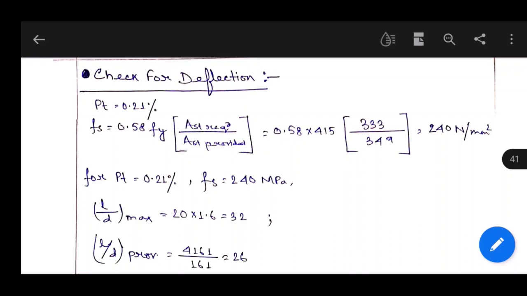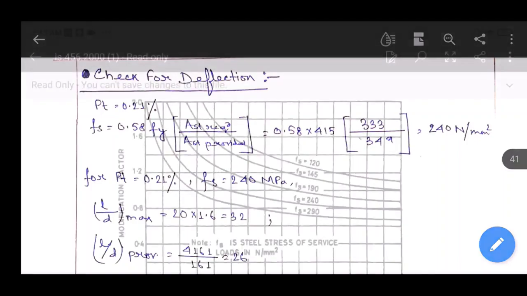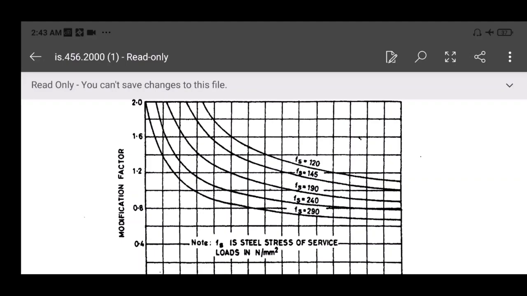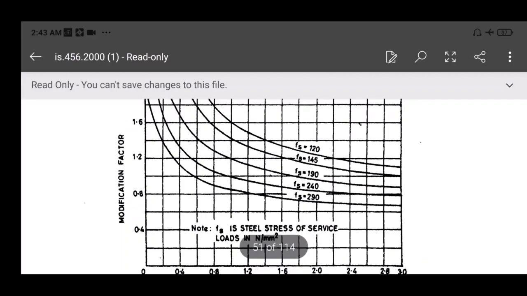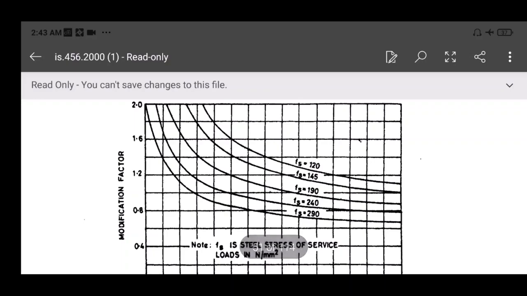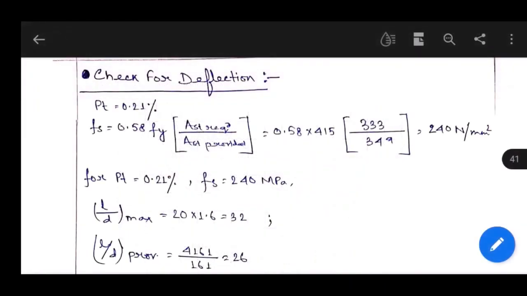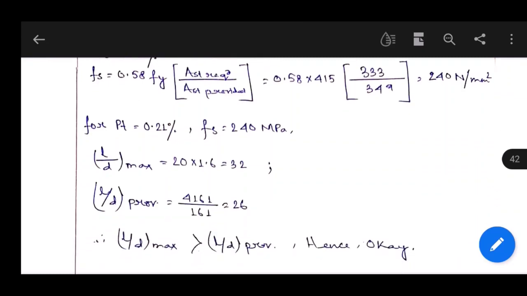So let's check figure 4 of IS 456-2000. So this is figure 4 of IS 456-2000. Fs is 240 and percentage of steel is 0.21. So from these two we may find out the approximate value of modification factor. So modification factor is almost 1.6. For simply supported beam, L by D max is equals to 20 into modification factor 1.6, that is equals to 32, and length to depth ratio provided, L by D provided, is equals to 4161 by 161, that is equals to 26. So this value is lesser than the maximum value, hence it is okay.